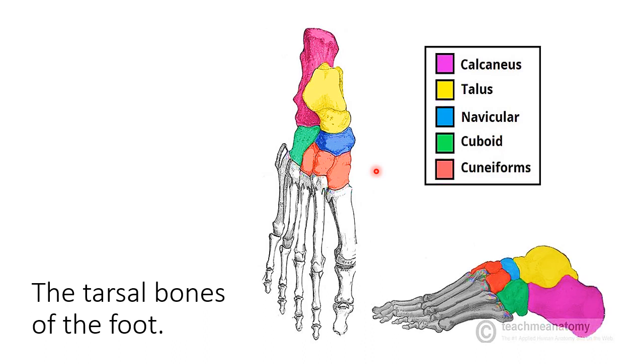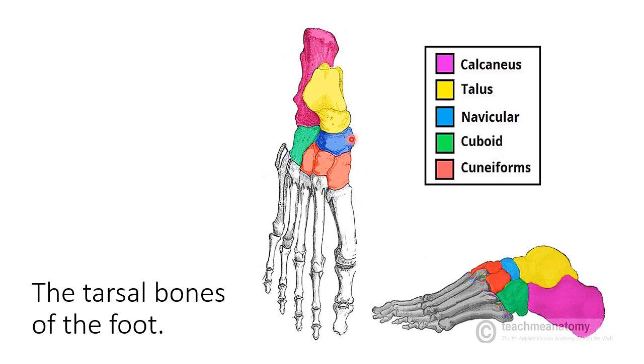Now the intermediate group of the tarsal bones is the navicular. This one in blue. Why is it named navicular? Because it is shaped like a boat. Its position is medial, it articulates with the talus posteriorly, and with all the cuneiforms here in pink anteriorly. On the plantar surface of the navicular there is a tuberosity for the attachment of part of the tibialis posterior tendon.